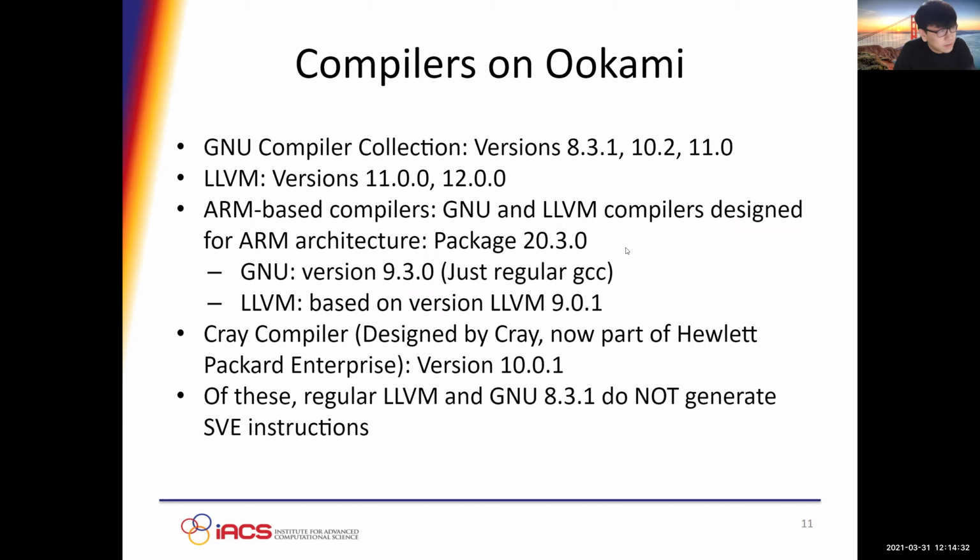On the Okami, of course, we have the standard GNU Compiler Collection from version 8.3.1 to version 11, and also the regular LLVM compiler collection from Clang 11, and we have Clang 12. We also have special ARM-based GNU and LLVM compilers designed for ARM architectures. However, one thing I want to be clear about is that the ARM GCC is actually just the regular GCC, but the ARM Clang is a special edition designed for the ARM architecture, which is really cool.